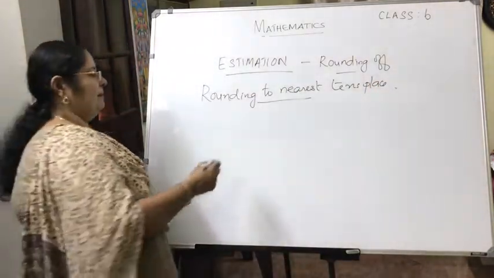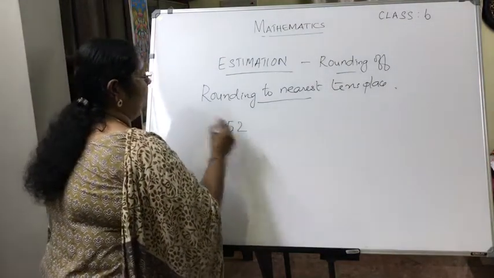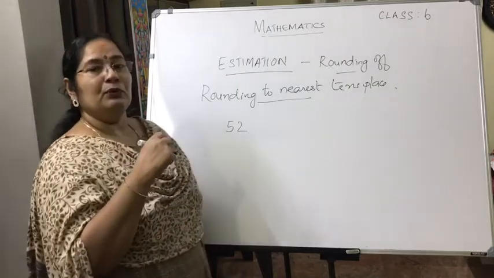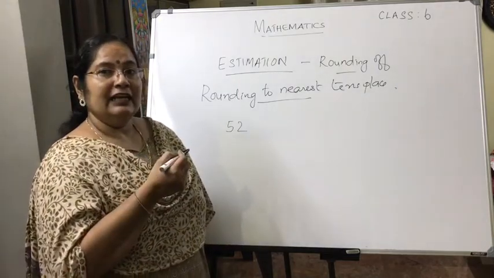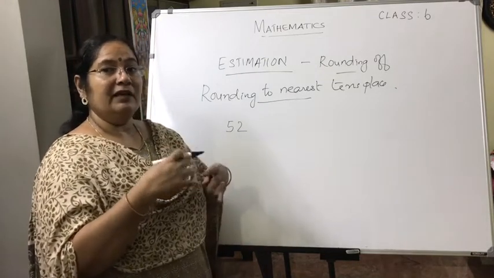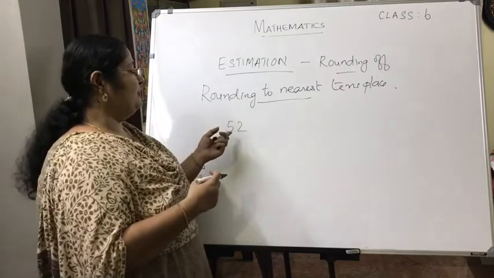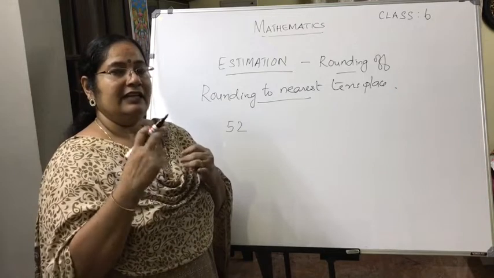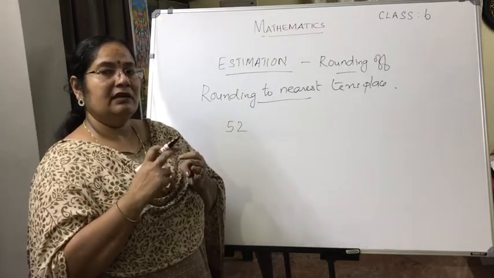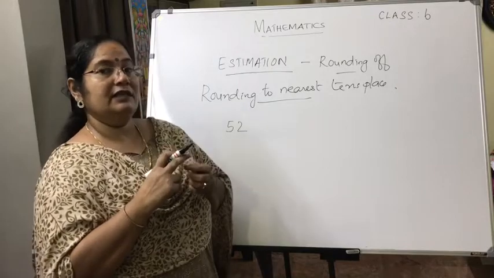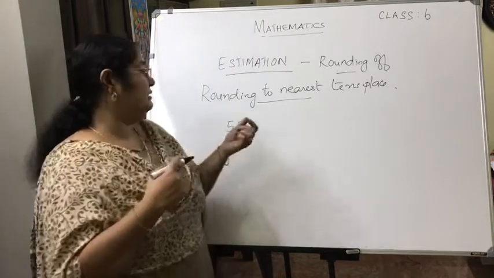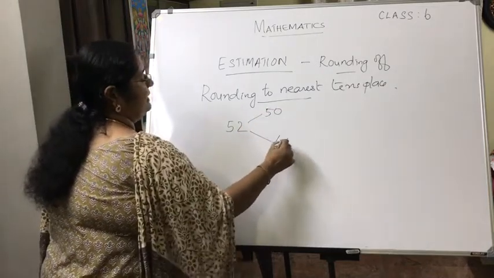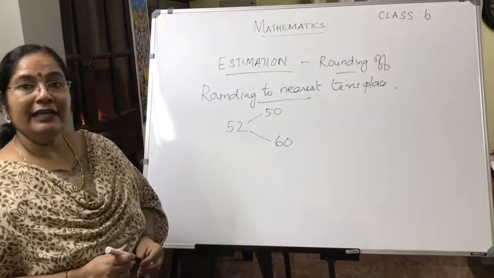Now let us take an example. Say 52. Now this 52 lies between which two multiples of 10? Multiples of 10 means in the table of 10. Where does this 52 come, or where is 52 between the two multiples of 10? 10 ones are 10, 10 twos are 20, 10 threes are 30, 10 fours are 40, 10 fives are 50, 10 sixes are 60. So between which two multiples of 10 does 52 come? It comes between 50 and 60.